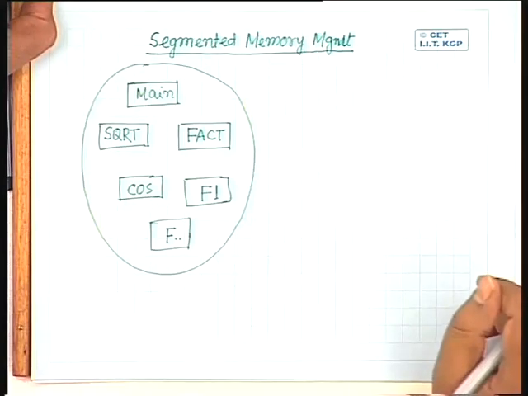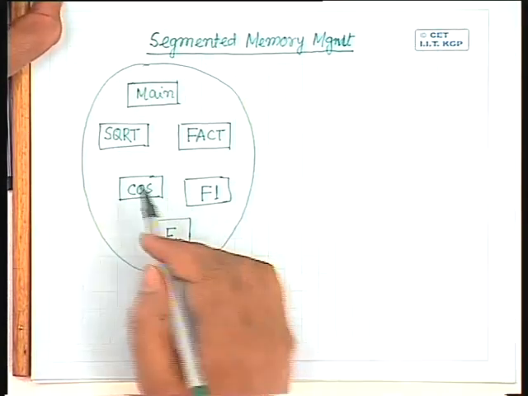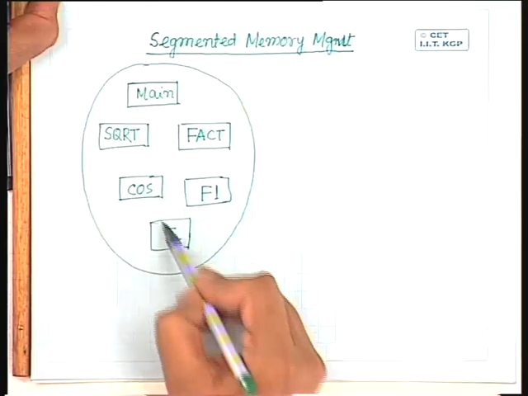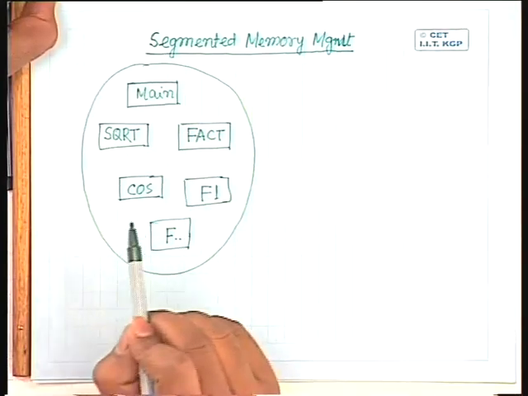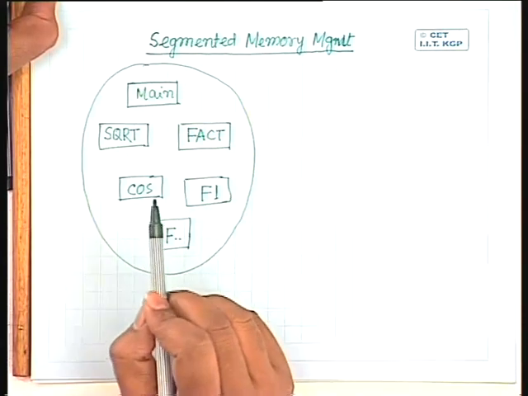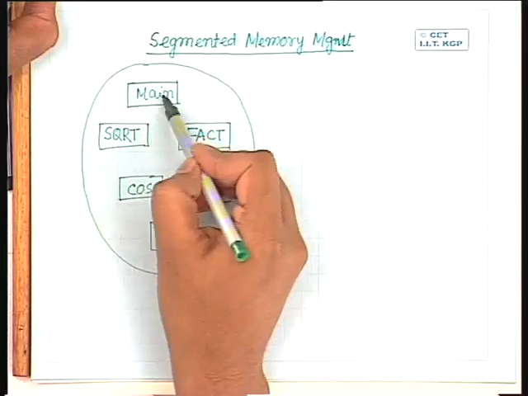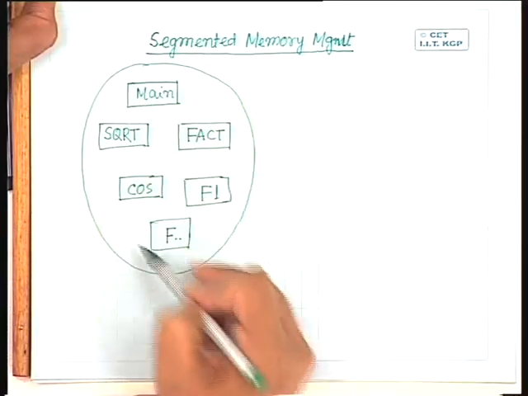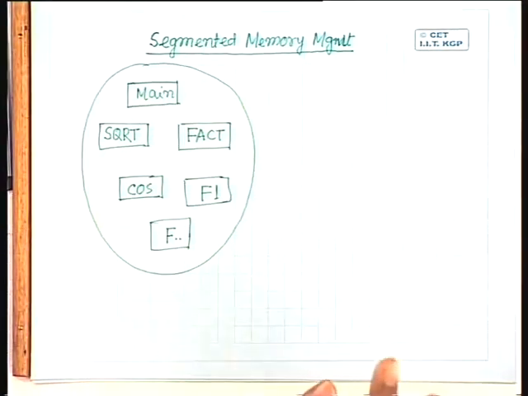Okay. When you go for paged memory management, the paging does not take care of these functions. It simply considers that the entire address space of all these functions is a single logical address space. You simply break that logical address space into a number of pages, where every page will be of the same size. So in that case, it is quite possible that a part of the main program will be divided into two pages.